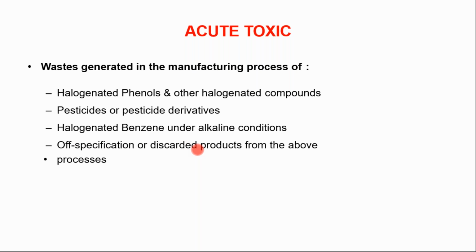So these acute toxic substances are specific substances, especially those clearly mentioned as halogenated compounds or phenols, pesticides and their derivatives, halogenated benzene under alkaline conditions, and the discarded or waste products from all these compounds also. If the manufacturing process has these types of substances, then all these substances or discarded products have the property that is acute toxic.